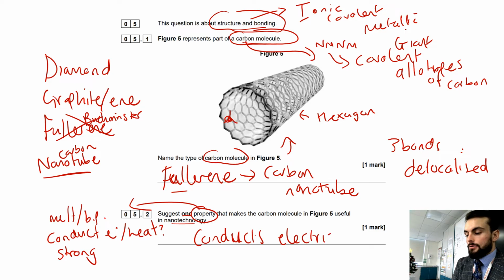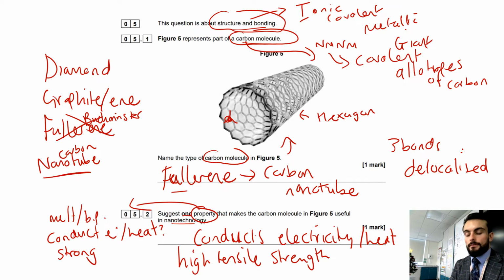It also is good for conducting heat. Either one will work. You could also say because it's a long tube and because of those strong covalent bonds, it has a high tensile strength. So it's very, very strong because they use this to reinforce the material in different kinds of aircraft to make it strong. So it's very good that it's a small material, but it's super strong. That's what you could put for that one.